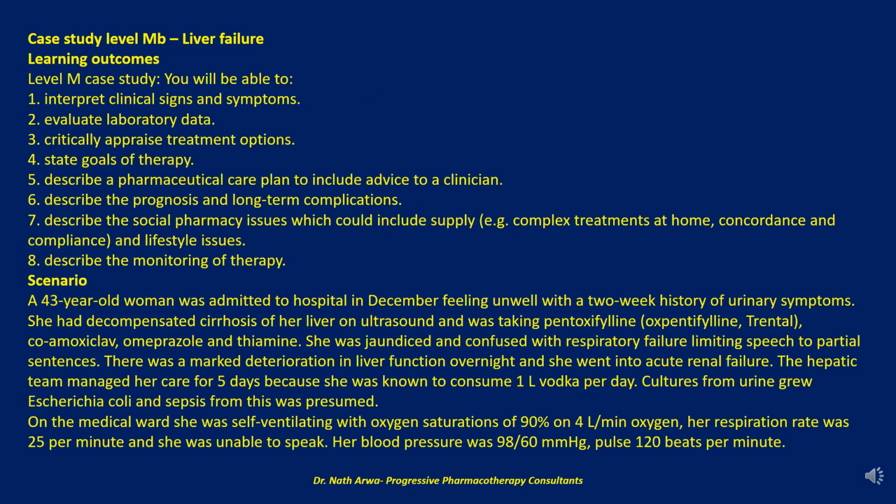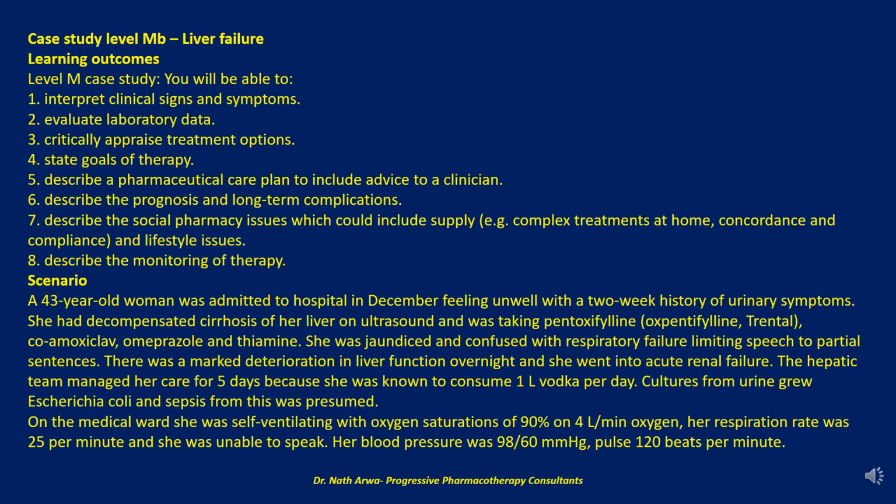Next we will discuss case study level MB involving liver failure. Let's begin with learning outcomes. On completion of level M case study, you will be able to accomplish the following. 1. Interpret clinical signs and symptoms. 2. Evaluate laboratory data.